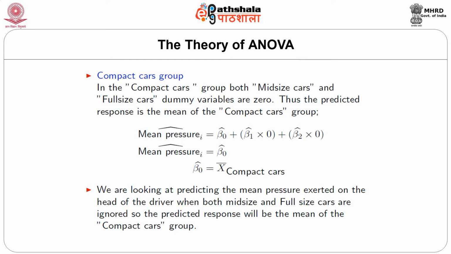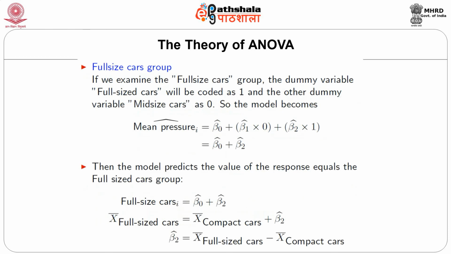Mean pressure hat, and that sign above mean pressure is actually a hat symbol, is equal to the expression given. Mean pressure i hat is the next expression, and x bar compact cars is beta naught hat. We are looking at predicting the mean pressure exerted on the head of the driver when both mid-size and full-size cars are ignored. So, the predicted response will be the mean of the compact cars group.